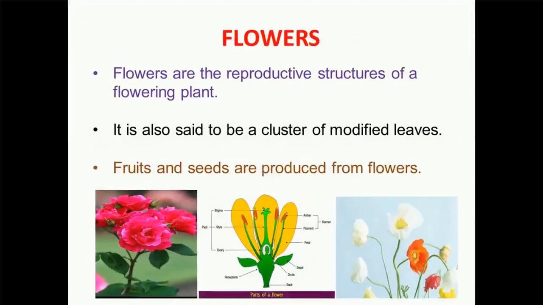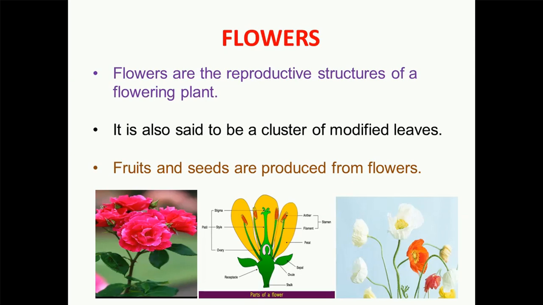What are flowers? Flowers are the reproductive structures of a flowering plant. Now, in animals, we say they have their reproductive organs. So flowering plants too have reproductive organs, and those organs are called flowers. So we can as well say that flowers are the reproductive structures or organs of a flowering plant. Flowers can also be said to be a cluster of modified leaves. That means you can define flowers as clusters of modified leaves as well.